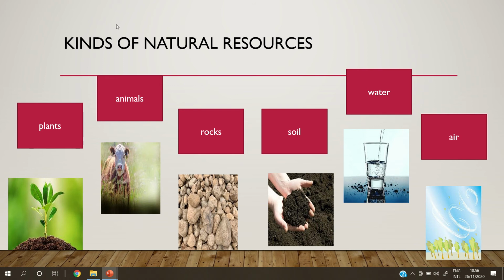Okay, what are the different kinds of natural resources on our earth, grade 1? Maybe plants or animals, rocks, soil, water, and air. So again, what are the kinds of natural resources? Plants, animals, rocks, soil, water, and air, grade 1.